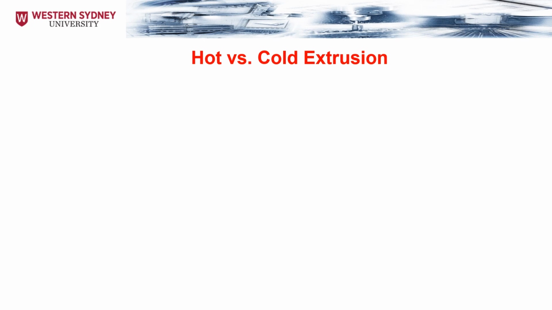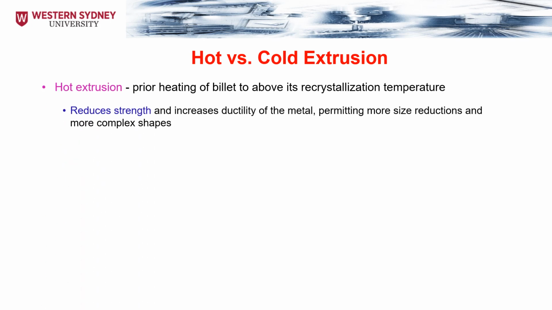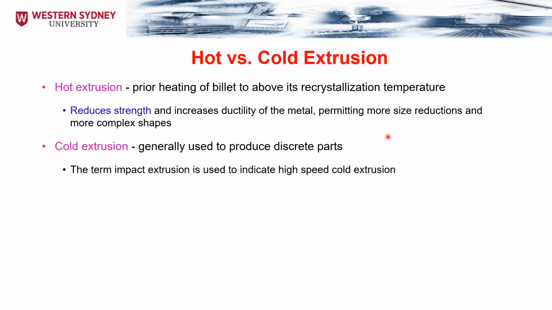For the hot and the cold extrusion. In the hot extrusion, prior heating of the pellet to above its recrystallization temperature is going to be required. And this will reduce strength and increase the ductility of the metals, permitting more size reduction and more complex shapes to be formed. In the cold extrusion, it is going to be used to produce discrete parts, so we don't need to heat it up. The term impact extrusion is used to indicate the high speed cold extrusion process.